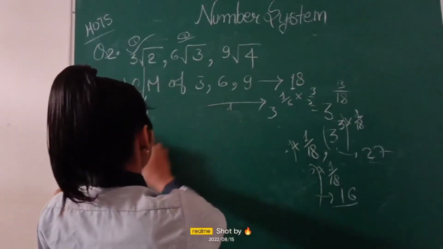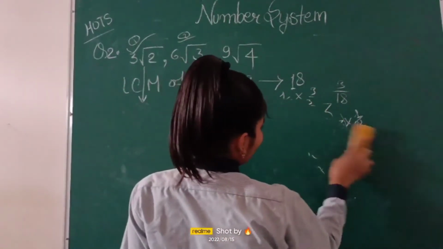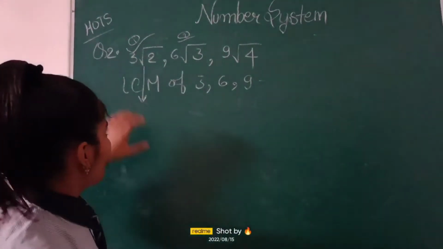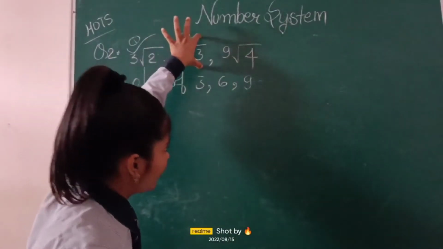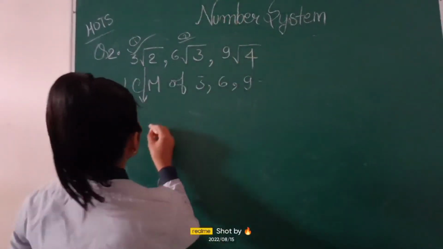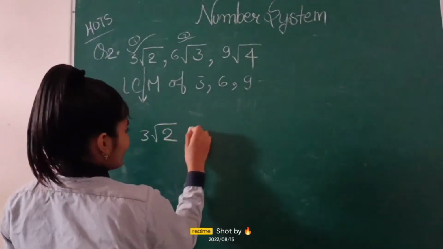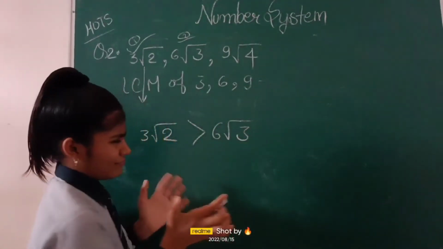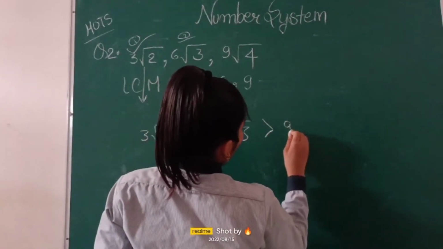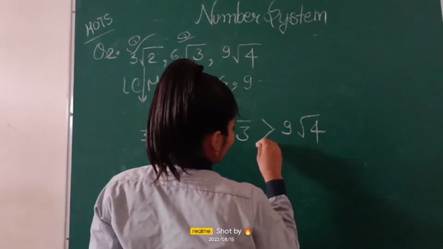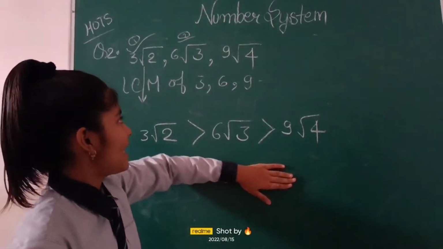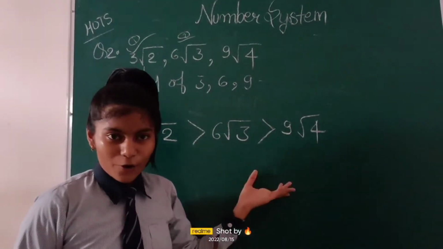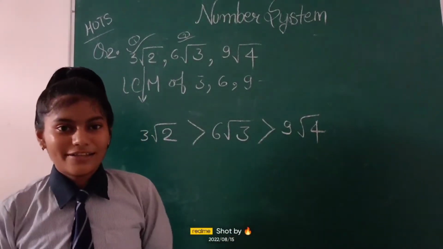Let me rub all the stuff which I have written here because it's causing trouble. So, we had got this. We got this is the greatest, this is the greater, and this is the smallest. So 3 under root 2 is the greatest, then 6 under root 3 is the middle, and this is the smallest, 9 under root 4. This is how you will represent these numbers in ascending form. This is how you should write the value in the exams.